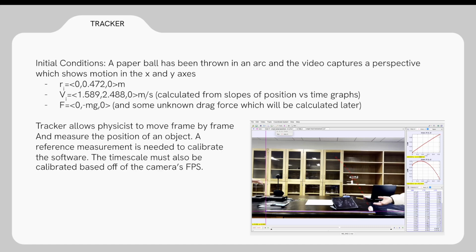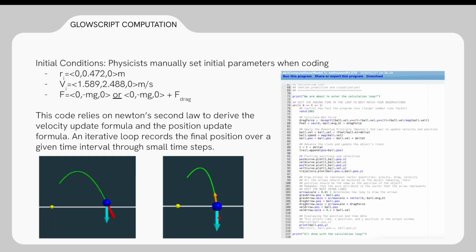Now, using the GlowScript computations, I had to manually set the initial parameters, and I set them to be the same as the experimental conditions that we saw in Tracker. But now I have the option to include drag force or not to include it based off how I code the model. And so I ran two different versions.